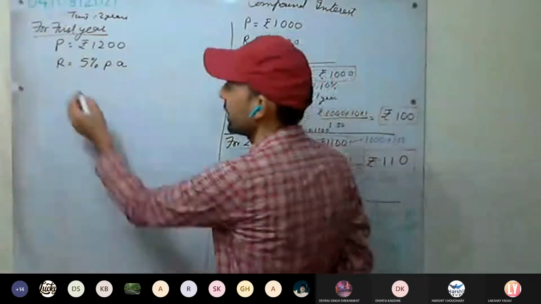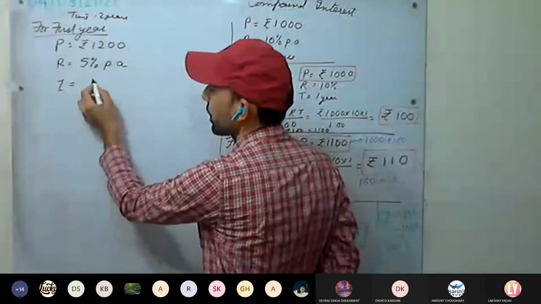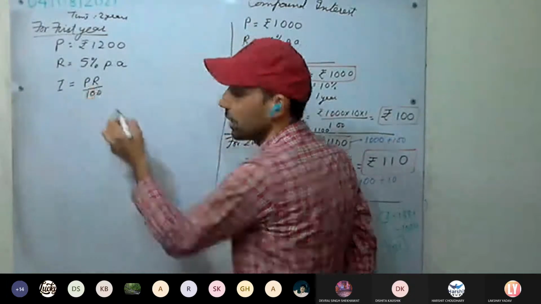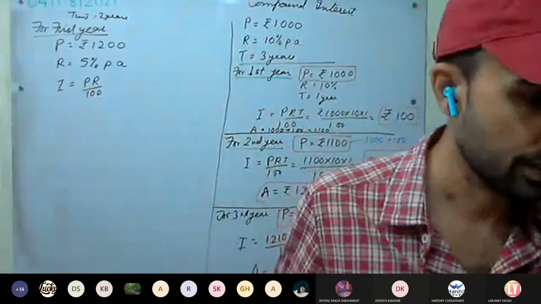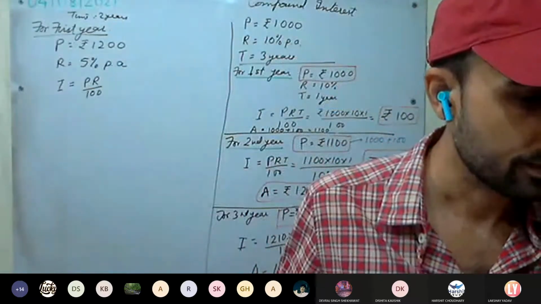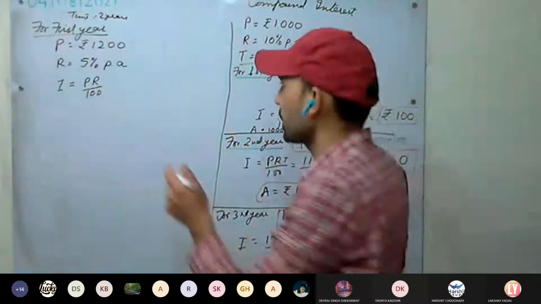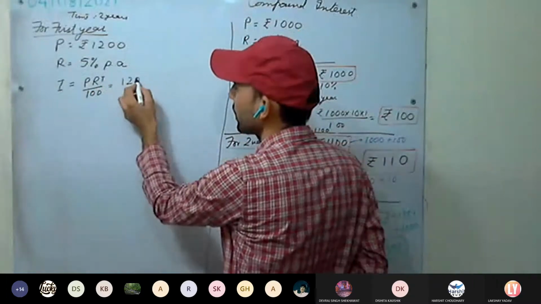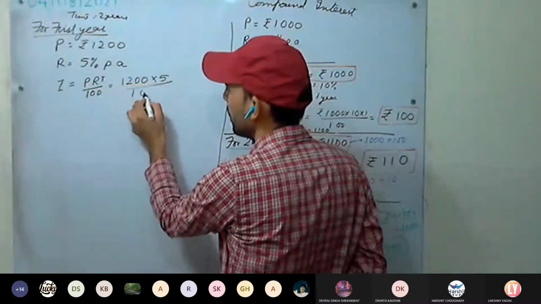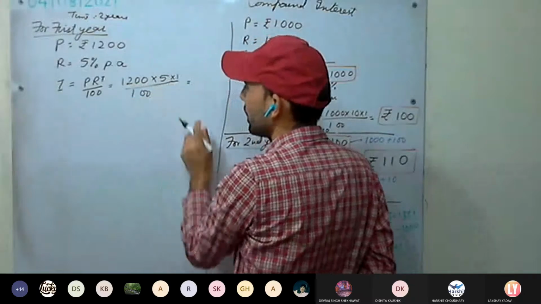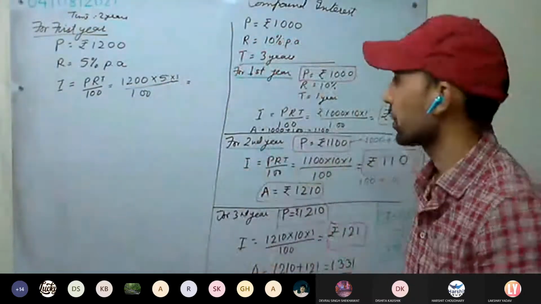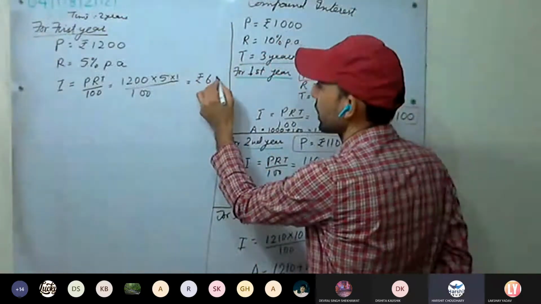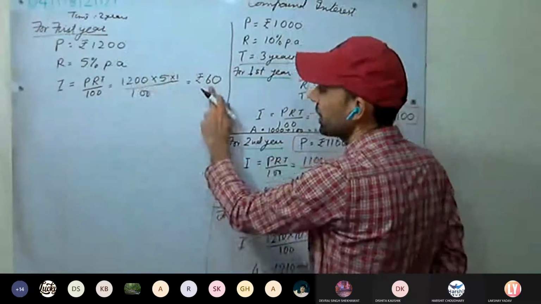Okay. So for the first year interest, don't write SI. P into R into T. T is 1 year. If you put it, it's fine. If you do not put it, it's fine, because time is 1 year. The book has put it, so we as well put it here. Calculate it and tell me as soon as you get the answer. Sir, ₹60. Okay. So for the first year, interest is this one.